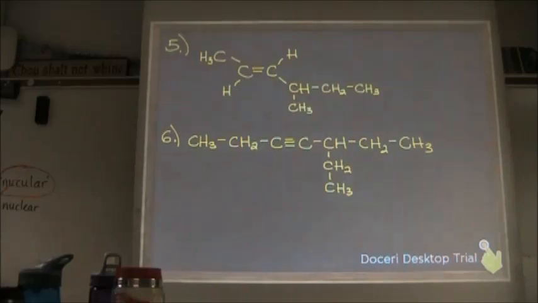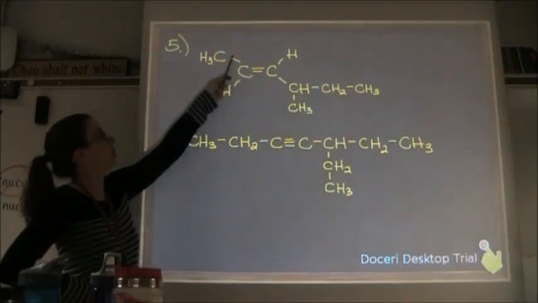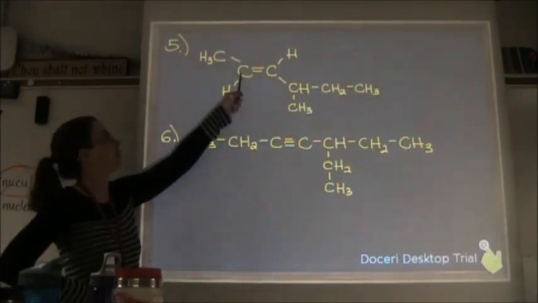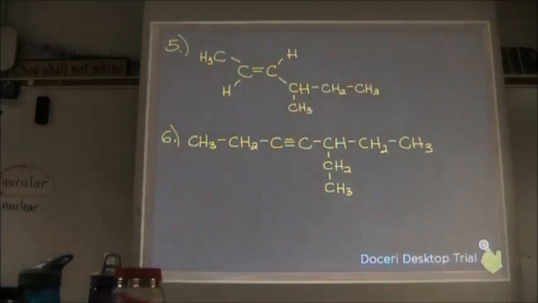Yours may not look exactly like mine, but as long as it fulfills all the requirements within the name, we're in good shape. Oh, the only reason I wrote it like this was just so you could a little bit more easily see that this carbon is connected to that carbon. But I could have written it as CH3 as well. Okay, how do we feel about this?